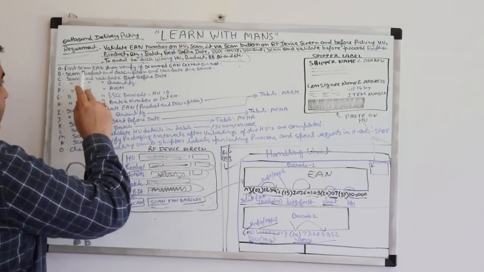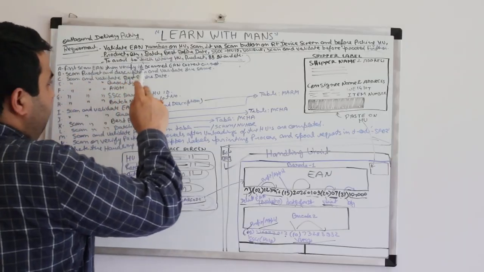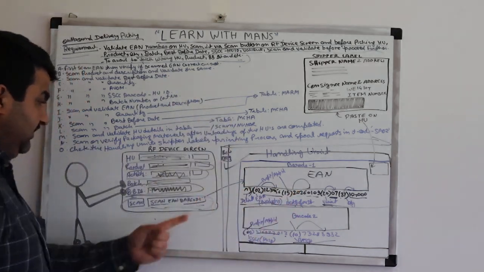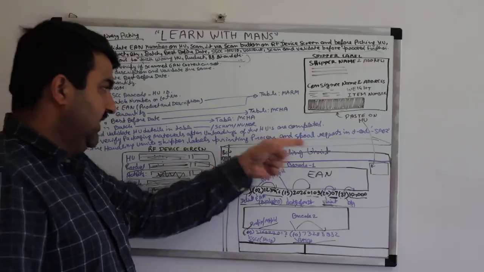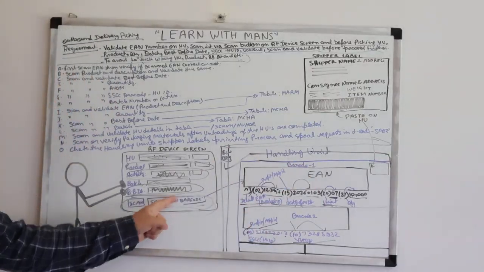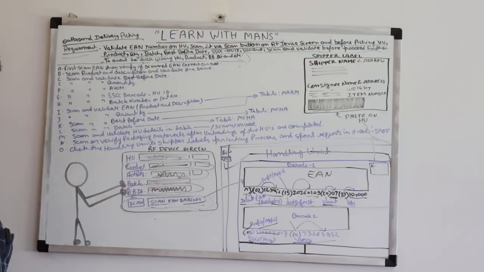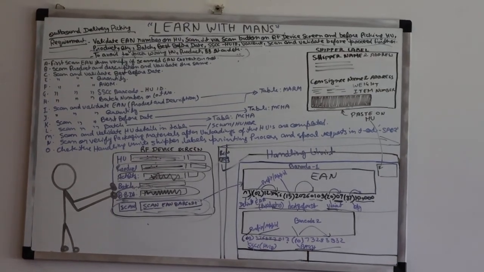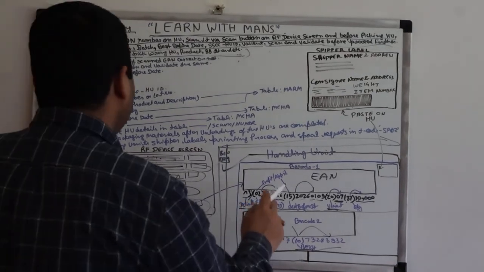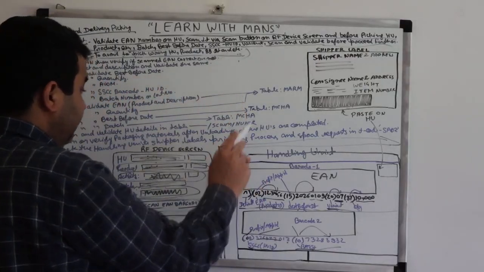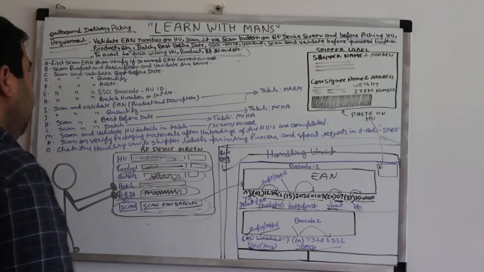First the warehouse worker scans the EAN, then verifies whether he scanned the EAN correctly or not, because sometimes instead of scanning this he will scan another wrong barcode. So first he will verify, and I hope you can see here. The next point, after this, the warehouse worker scans the product and description and validates the same.